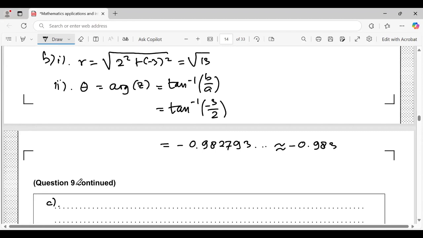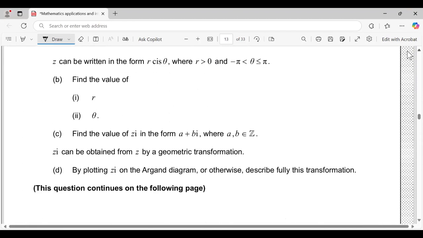C. Find the value of Z cubed in the form A plus Bi, where A, B are elements of the integers.